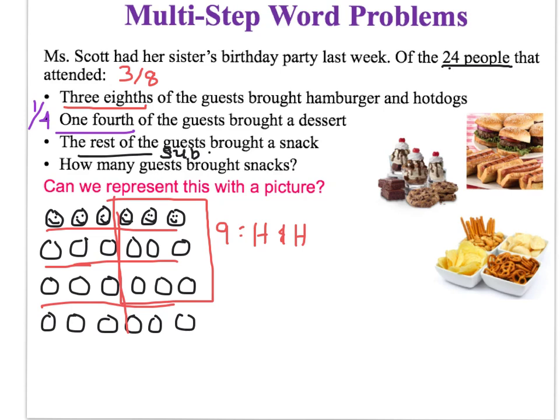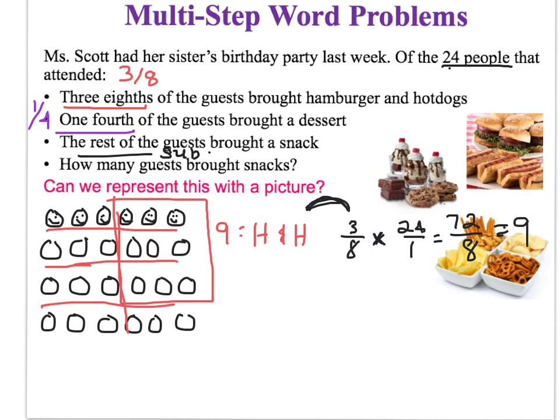To show you mathematically how to do this, because sometimes pictures won't work if they're really big numbers, I'm going to take the fraction. It's 3/8 of, multiply, my total people. Multiply straight across, we get 72 over 8, and 72 over 8 equals 9. So with the picture, this is how we also represent it mathematically.